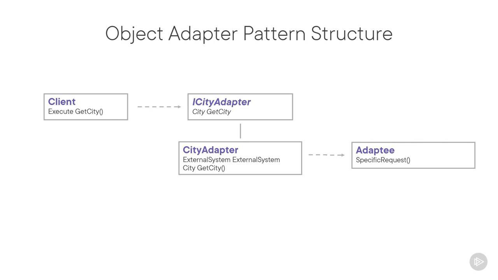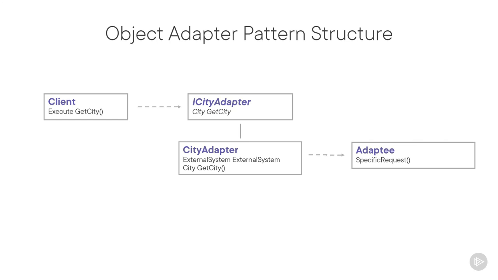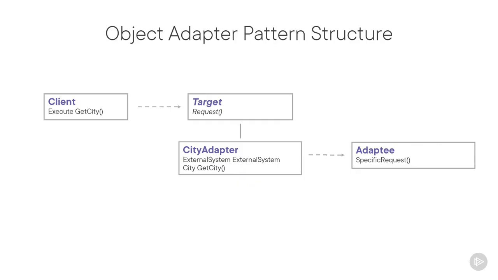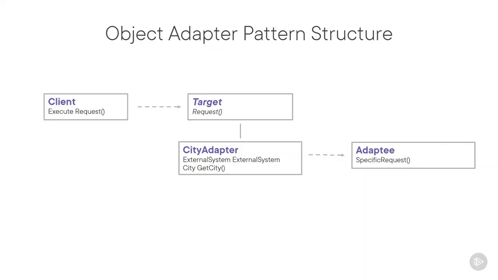The iCity adapter interface is named the target. In other words, the thing we need to adapt the adaptee to. It defines the domain-specific interface that the client works with. So we switch iCity adapter to target. The client works with objects conforming to the target interface. The implementation of that target, the city adapter, is named the adapter, or, if you want, the wrapper that adapts the adaptee to the target. So we change the city adapter to adapter, and with that we've got our pattern structure.